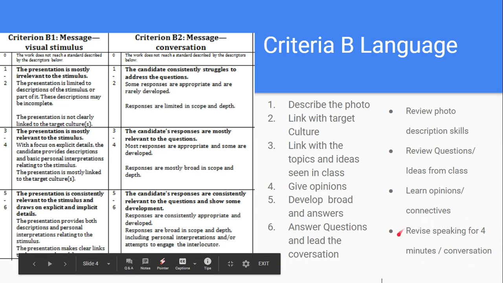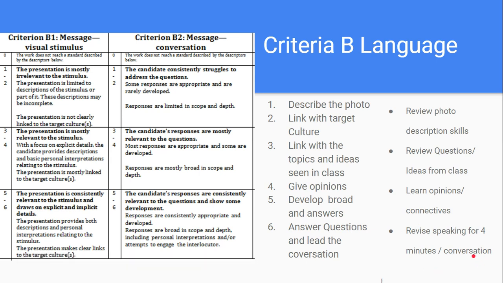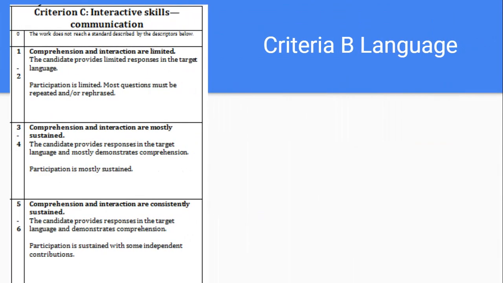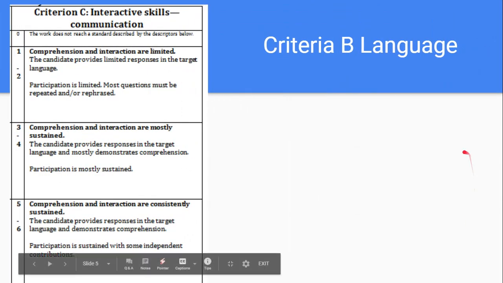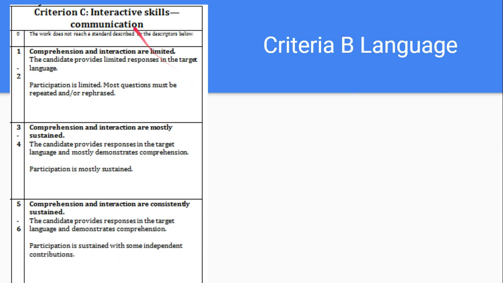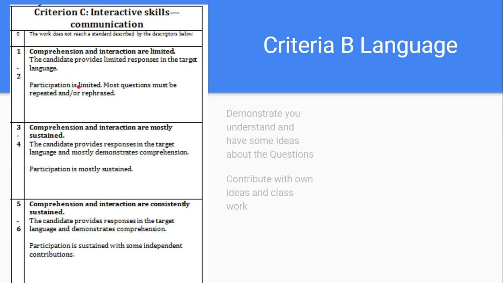Revise speaking for 4 minutes, remember, and that is followed by a conversation, and then it's also followed by a conversation about the other topic. Finally, criteria C, sorry about the mistake again on my presentation there. So interactive skills and communication. Here I've done exactly the same. It's a little bit simpler. It's out of 6, so not so many marks for that.